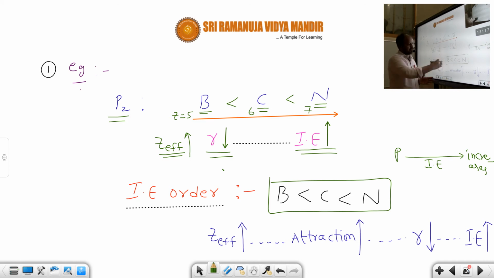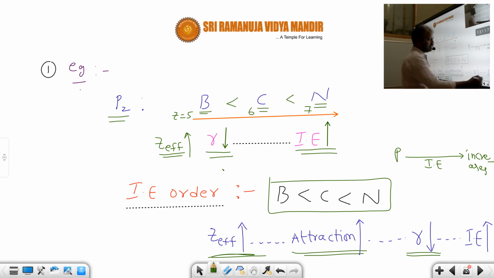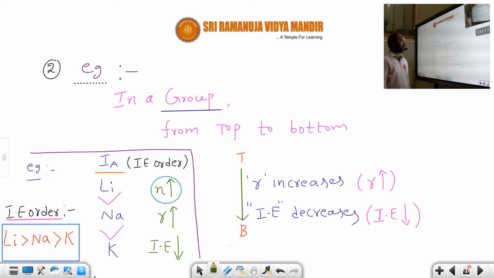In the periods, what will happen? From left to right, ionization energy values increase because atomic radius decreases. Effective nuclear charge is more, so net attraction on the outermost electron is more, so distance decreases. Whenever distance decreases, atomic radius decreases, and atomic radius is inversely proportional to ionization energy. So whenever atomic radius decreases, ionization energy increases. This is the general trend in the periodic table with respect to ionization energy values.